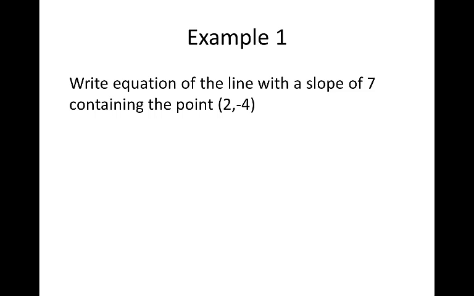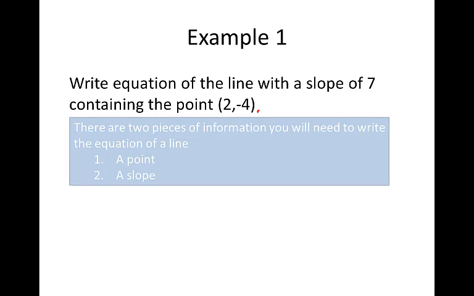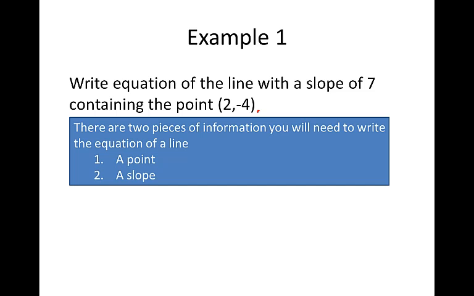Okay. Example 1. Write the equation of the line with a slope of 7 containing the point 2, negative 4. Put a period there. So there are two things we need, a point and a slope. If you can identify those two things within the problem, no matter what the problem gives you, we can write the equation using the point slope. So we'll write that formula down. I recommend that you write that down every time, even if you know it. Well, I know this formula by heart, and I will still write it down every time.